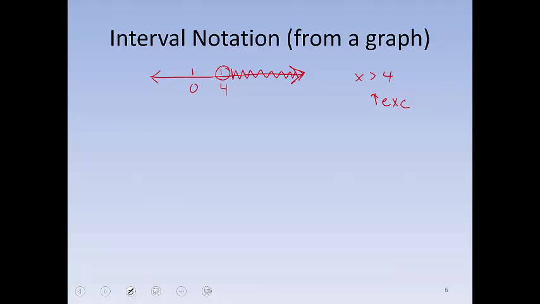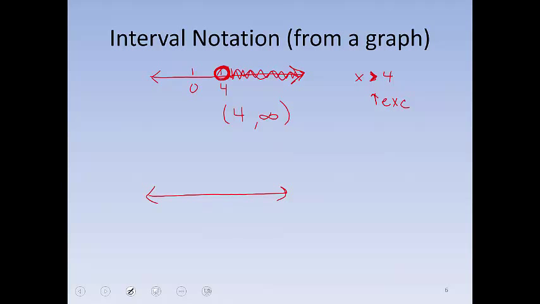So if, let's say, I just started with the graph, how would I write that using interval notation? Well, I'm going to use a soft bracket because I don't want to include the 4. That's indicated by an open circle or by just the greater than symbol. I put the 4, and where is it going? It's going to infinity.